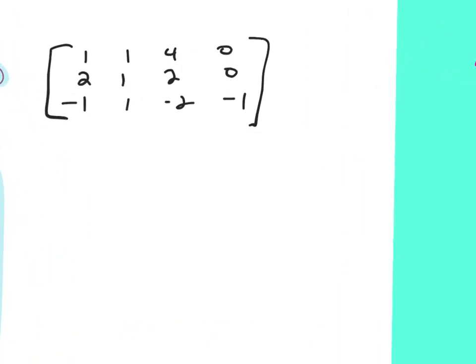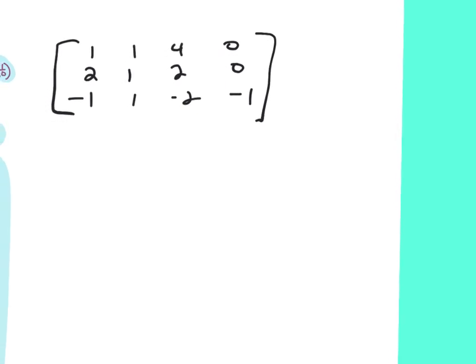Okay, so 92. 1, 1, 4, 0, 2, 1, 2, 0, -1, 1, -2, -1. Okay, so Taylor, first of all, I'm assuming you kept it the way it is because the 1 is already in the top left, right? Then did you do -2 times the first one, or 2 times the third one? I did R1 plus R3, and replaced R3. Okay, that's all right.